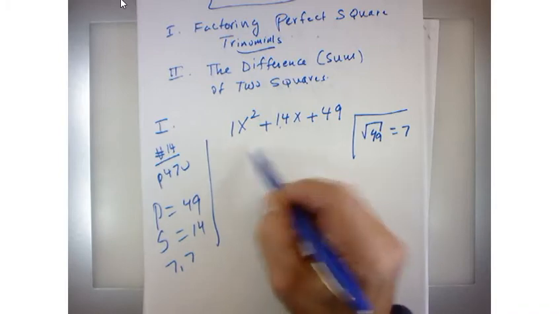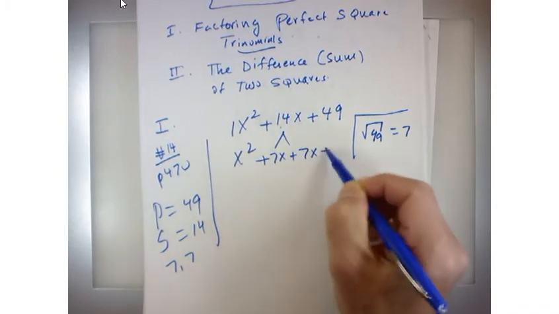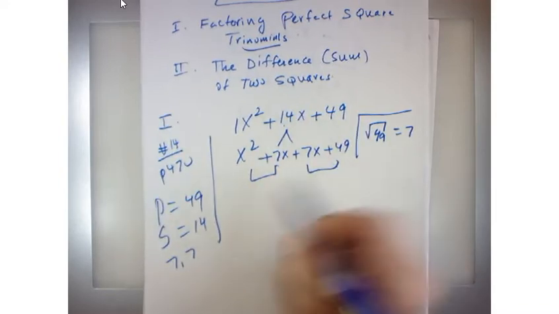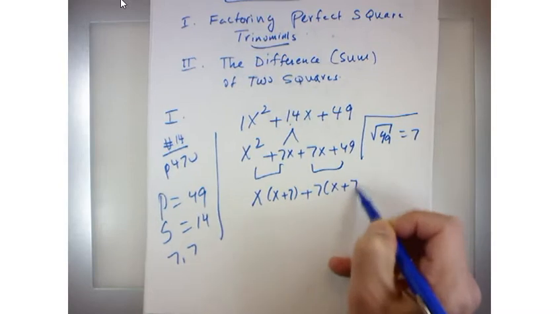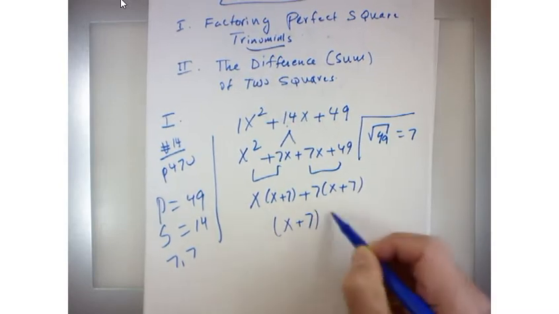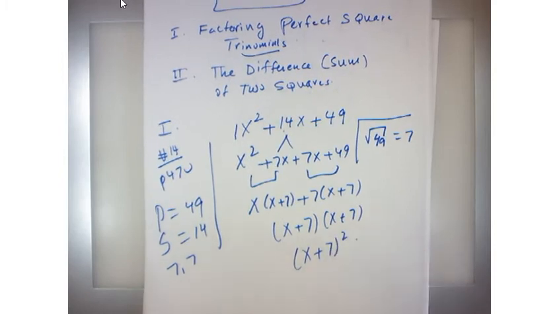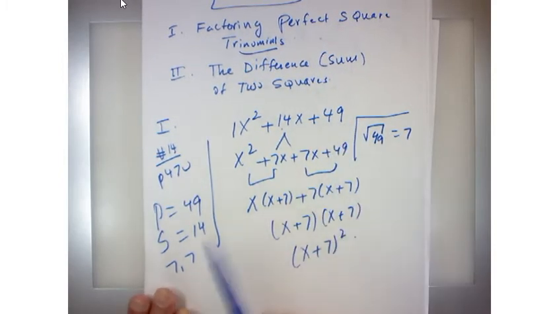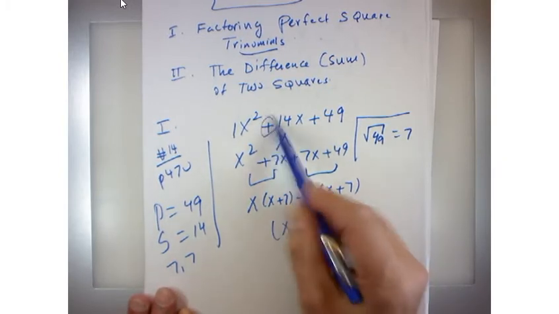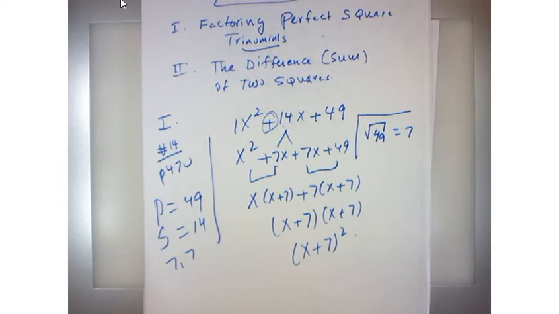So we write x squared, and that's what? 7x plus 7x plus 49, and then do grouping. X plus 7, 7x plus 7. So it's x plus 7, x plus 7. That's what makes it a perfect square, because you can write it as x plus 7 squared. So whenever this number is a perfect square, you square root it and you try that number. And if it's a minus here, it's going to be minus minus. If it's a plus here, it's going to be plus plus. It might not work, but it's worth trying.